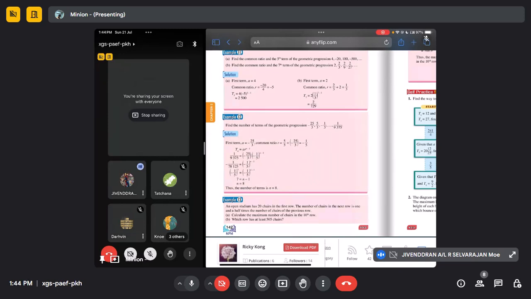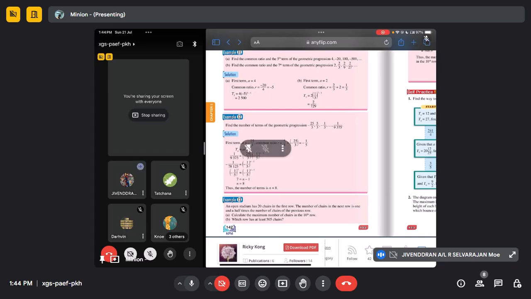So from the question, we can identify that the first term a equals negative 25 over 3, and then the common ratio we have to find, which is the second term divided by the first term, which is negative 5 over 3 divided by negative 25 over 3. Don't forget to put the bracket, then you can use the calculator and you'll get negative 1 over 5.